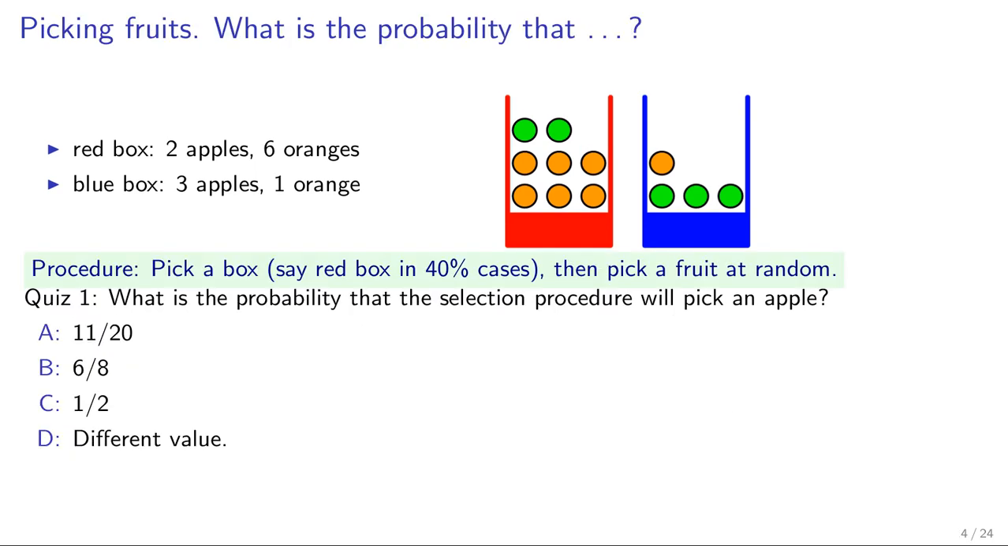Okay. So first quiz. Still the same boxes, and the red box is picked in 40% of the cases, and then you pick a fruit at random. What is the probability that the selection procedure will pick an apple? So try to solve this. Just use pencil and paper, and it's not too difficult.